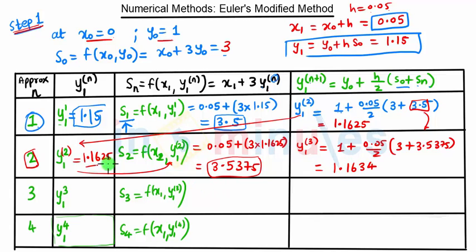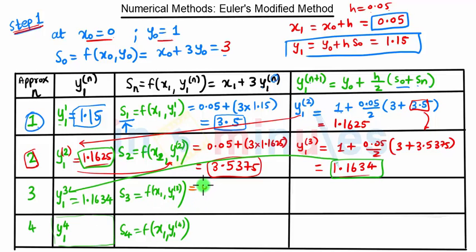Now if you see, this value is approximately equal to this value, but we will continue to do so until we get 1.62 approximately equal to this value. When both these values are equal, then only we are going to stop. So now we take this 1.1634 here. Now we will use this value to calculate S3.